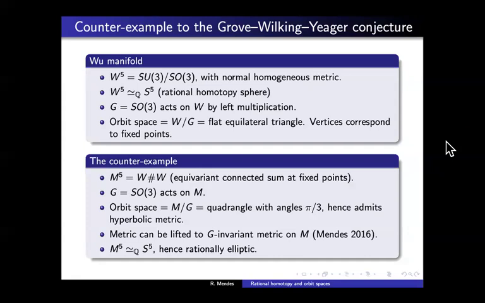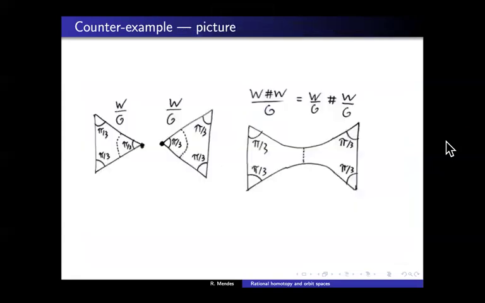Okay, so now let me show you a very high-tech picture of the construction. So this is what's happening in the quotient. Okay, so on the left you can see the two copies of the quotient of W by SO3. These are two equilateral triangles. We're going to make the connected sum at two fixed points in the quotient. They correspond to vertices. So what you end up getting as a quotient is the connected sum of those two triangles at a vertex. Okay, so on the right you see the quadrangle that you get, and then you change the metric to make that hyperbolic, right?